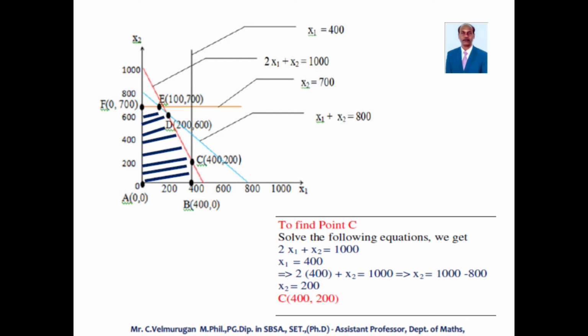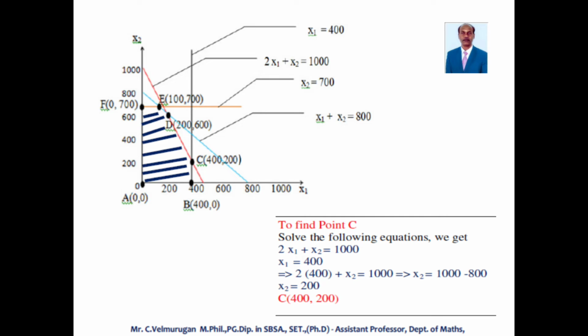Now we find out the point C. So which two lines are intersecting here? 2x1 plus x2 equal to 1000, that is the red line. And another one is the black line, x1 equal to 400. So here x1 is 400. You can apply x1 equal to 400 in 2x1 plus x2 equal to 1000. Then we get 2 into 400 plus x2 equal to 1000. This implies x2 is equal to 1000 minus 800, that is x2 equal to 200. So now we get the point C as 400 comma 200.